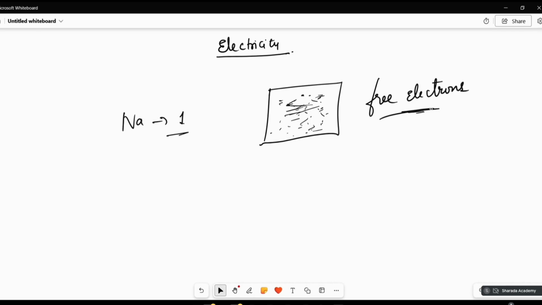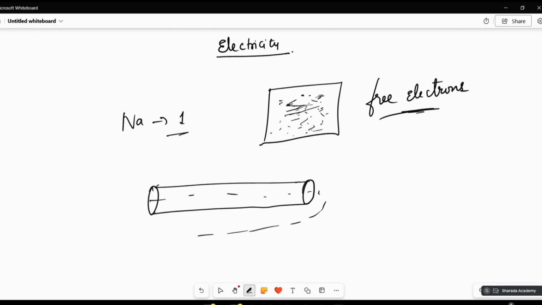Since they are moving very randomly, they will not constitute a current. If you apply some voltage, it is like you are applying some energy to it. Think of voltage as a form of energy. So if you apply some voltage to a metal, the electrons will move in a particular direction like this.